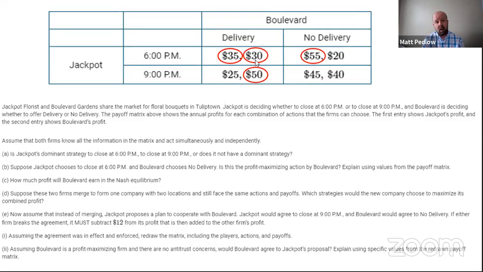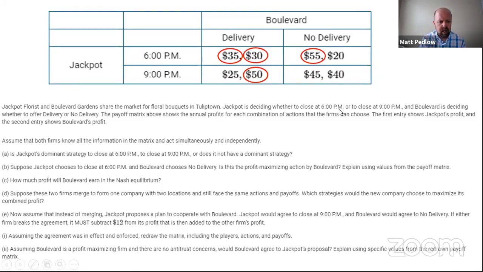Okay, so now what you need to think about is if this was one company, they're not competing with each other. If these numbers stayed the same, you have to figure out where is the highest profit. So all you have to do is add up the numbers in each box. So $65, 75, 95, 85. So what are they going to do? Jackpot is going to stay open until 9. Boulevard is not going to deliver. So that would be your answer. They're going to close at 9 and no delivery because $85 is the highest profit that they can make in this whole thing.